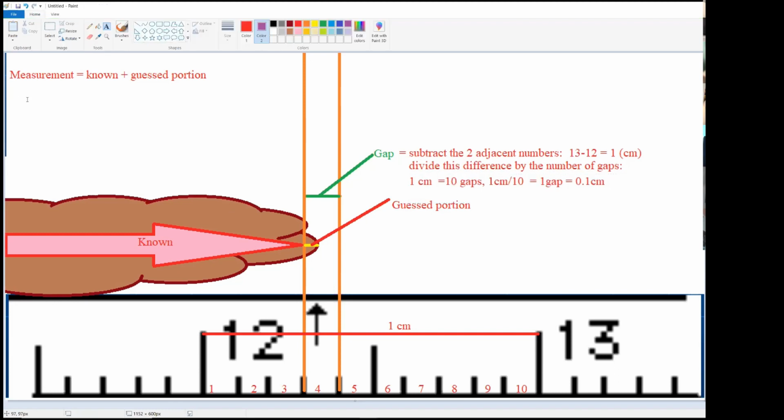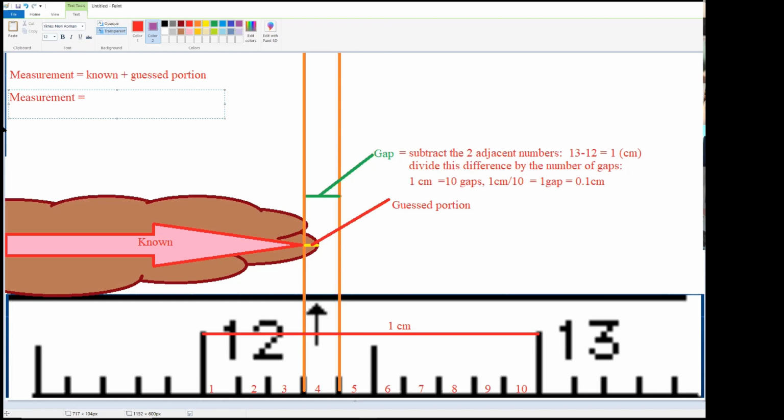Because look at this. The known is equal to, and now what we're going to do is look at this and we see the number 12 next to this tall bar. And then we have these little lines down here, but we now know that the distance between that line and that line is 0.1 centimeter. So we can count by 0.1s. 12.1, 12.2, 12.3. So our known portion is now 12.3. Now again, we've all been using metric rulers since we were children. So this may seem rather insulting, but we're going to apply this technique to a more challenging measuring device in one moment. So we need to add to that the guessed portion.